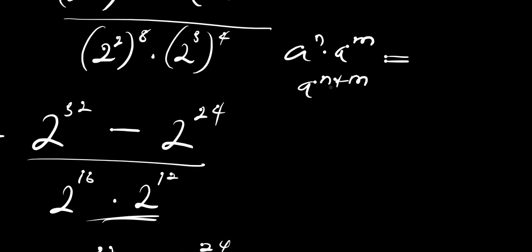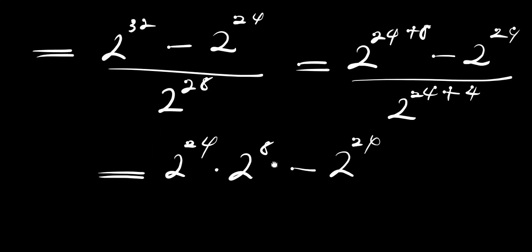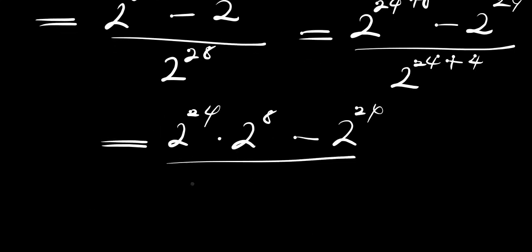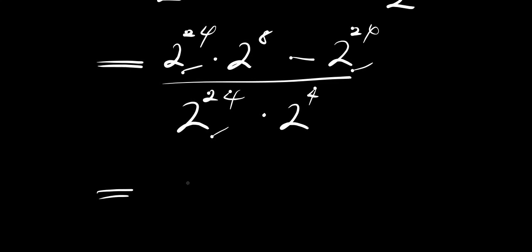But this time around, if you have a power n plus m equals a power n times a power m. So that means we are now going to have 2 power 24 times 2 power 8 minus 2 power 24. And everything here is divided by 2 power 24 times 2 power 4. So what will happen is 2 power 24 here, 2 power 24 here, 2 power 24 here. Let's factor out 2 power 24 from the numerator. So we have 2 power 24 times 2 power 8 minus 1.